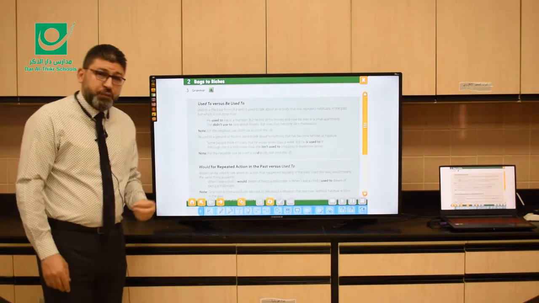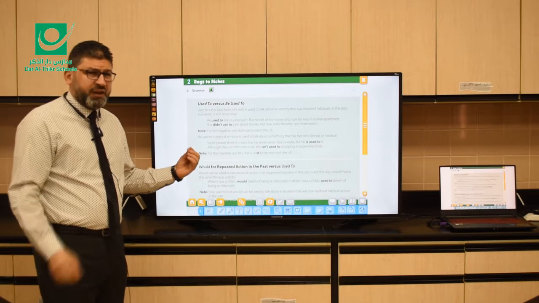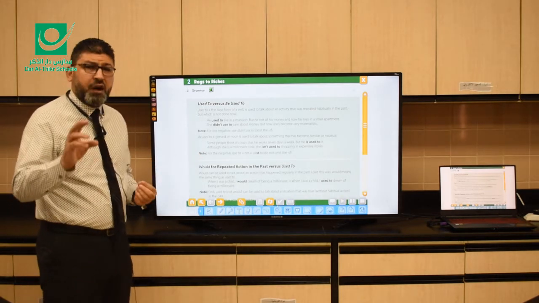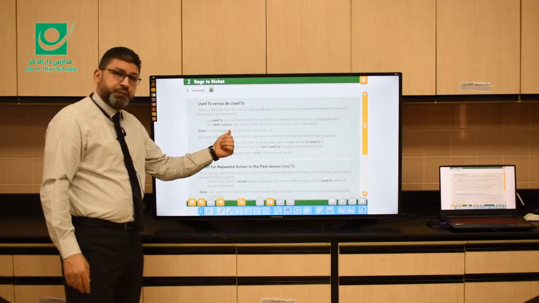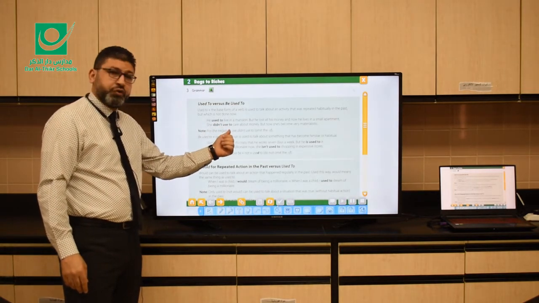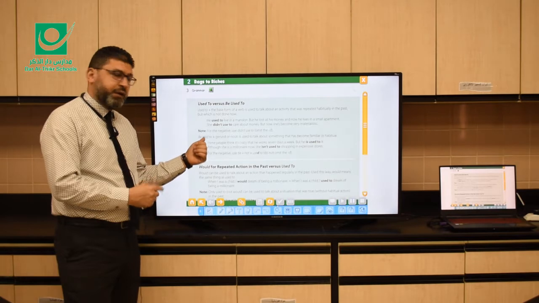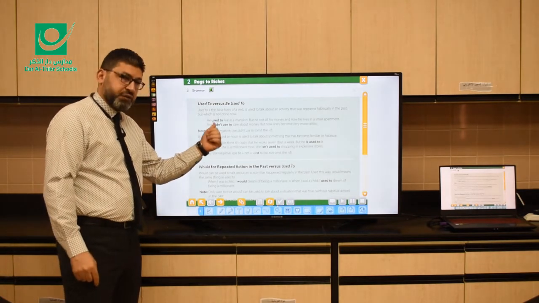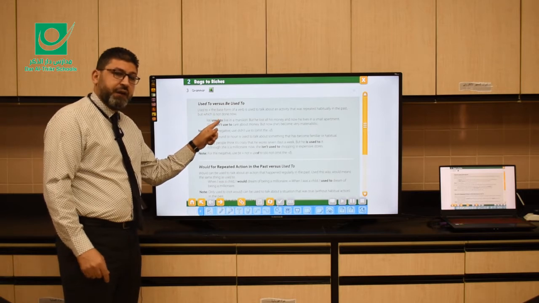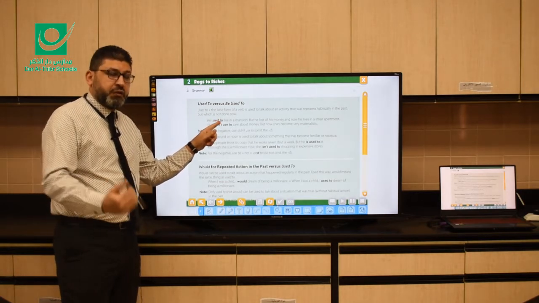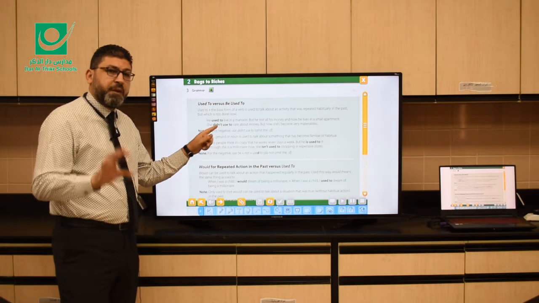What about if I want to make it negative? This is very important, and please concentrate because this is one of the common mistakes. She did not use to. Look at the negative form here. When I add did or didn't, I have to delete the D. I have to make the verb the original, which is use, the base form.